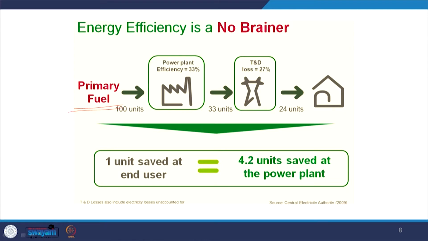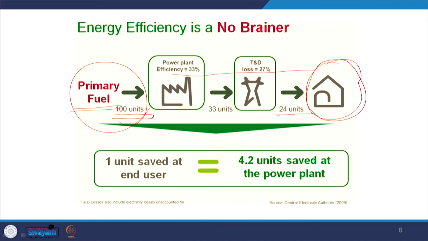Now, if we look at the concept of energy efficiency, it is a very simple concept. If we see how energy is produced, if around 100 units of primary fuel are supplied, through the process of electricity generation, transmission and distribution, finally, when the energy reaches our household or commercial buildings, out of the 100 units of primary energy, only 24 units are supplied. Which implies that if we save one unit here at the end user end, around 4.2 units will be saved at the power plant end. And here we are not even looking at what goes behind this.